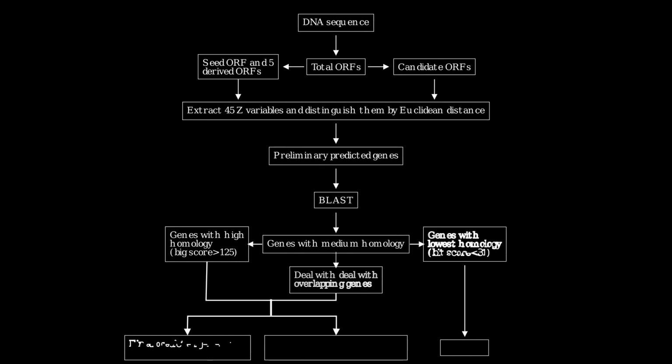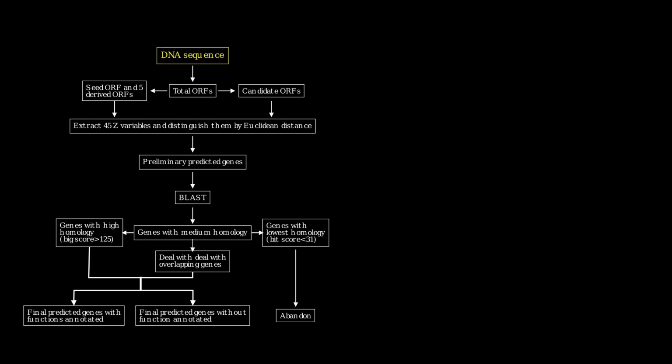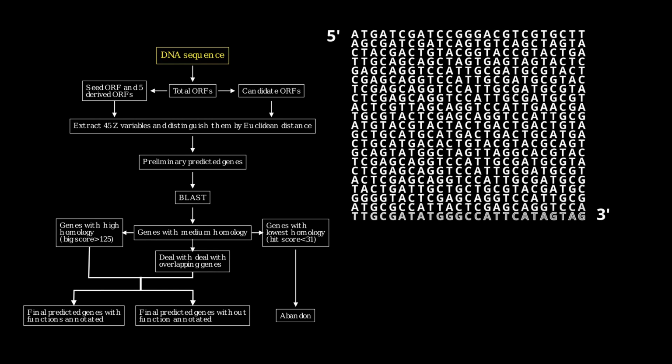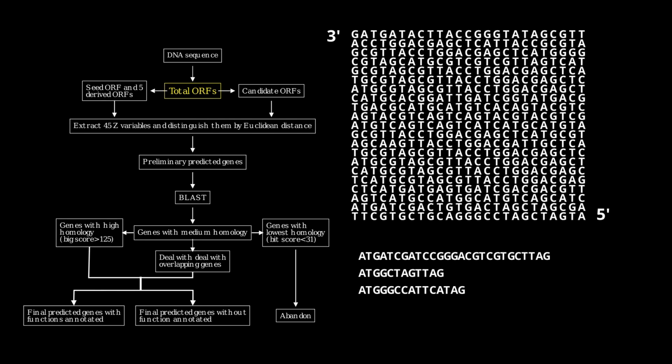This paper offers an alternative algorithm to use on viral genomes to cut down the number of false positives. The pipeline of its method is shown like this. First we grab the viral genome, of course. Then we look at all reading frames, 3 reading frames in the forward direction and 3 reading frames in the reverse direction, to grab all the ORFs.